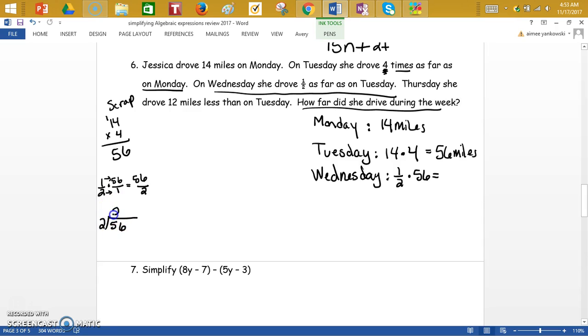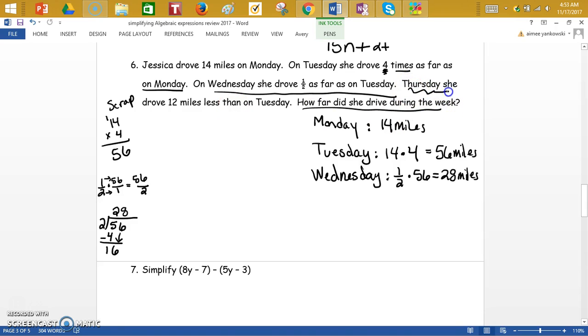2 goes into 5 twice. 2 times 2 is 4. 5 minus 4 is 1. Drag down that 6. 2 goes into 16 8 times. And then you subtract off. 2 times 8 is 16. Subtract off 16. So you get 28 miles on Wednesday.